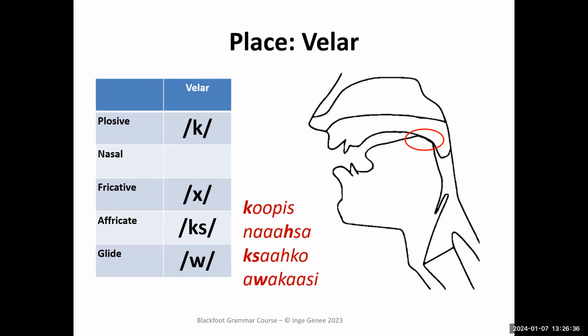W is sometimes also called labiovelar because you pull your tongue back up, but you also round your lips. So it's labial and velar at the same time.